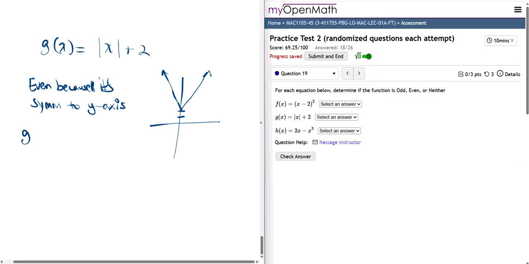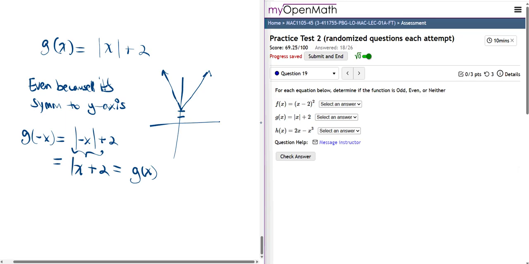Now, if I do g of negative x, that would be negative absolute value of negative x plus 2. And then what happens when you take the absolute value of something is you're just interested in how far it is from 0 and not interested in the sign. So that's why we say everything that's inside those absolute value symbols basically comes out positive. So notice here that I'm getting what I started out with, or at least I could write it that way, right?